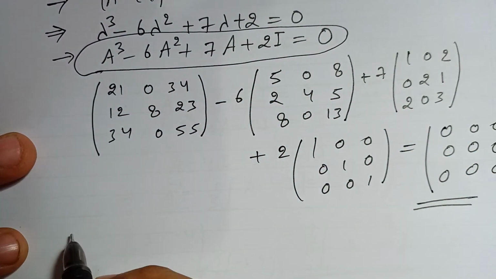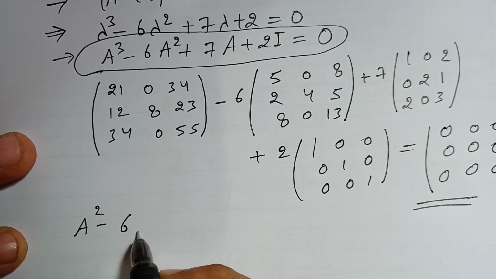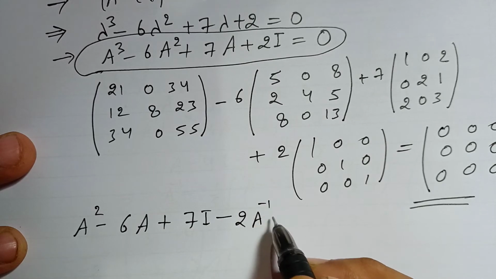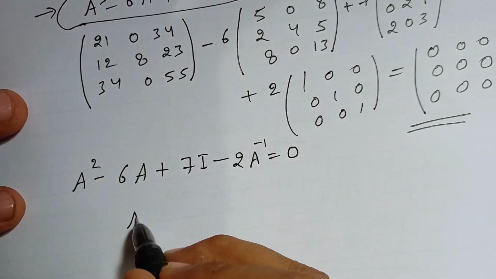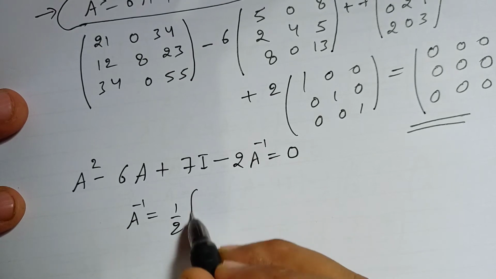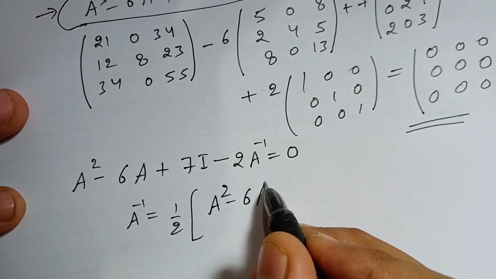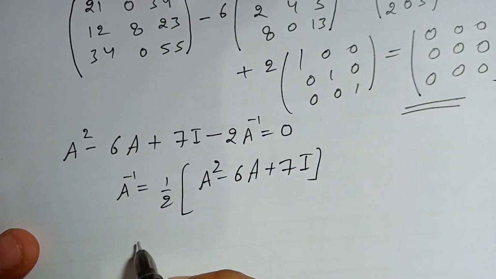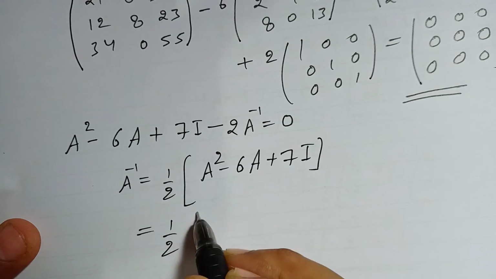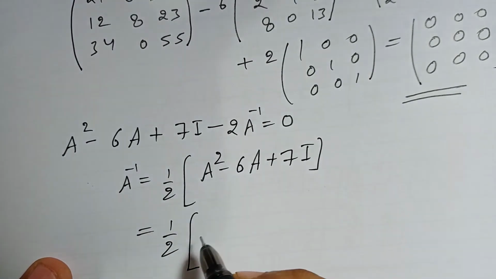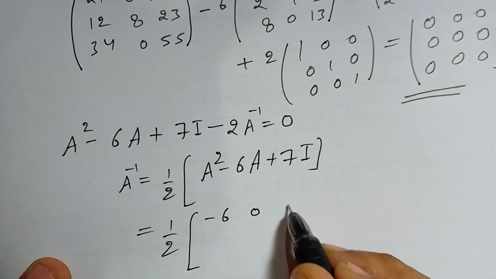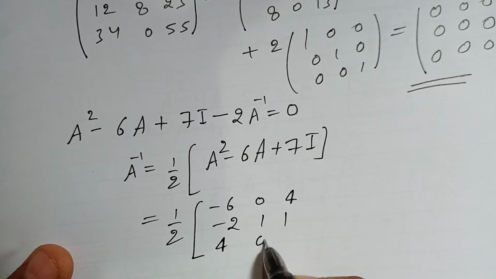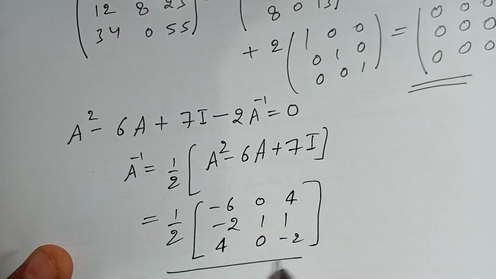Now for finding A inverse, same procedure, we'll multiply by A inverse in that equation. So we get A square minus 6A plus 7I minus 2A inverse equal to 0. So we get A inverse equal to 1 by 2 times (A square minus 6A plus 7I). Fine. Then again if you simplify this A square minus 6A plus 7I, we get minus 6 0 4, minus 2 1 1, 4 0 minus 2.